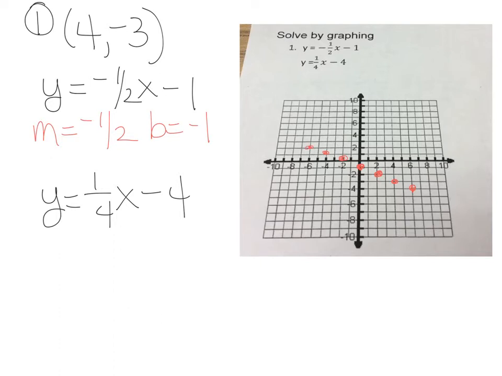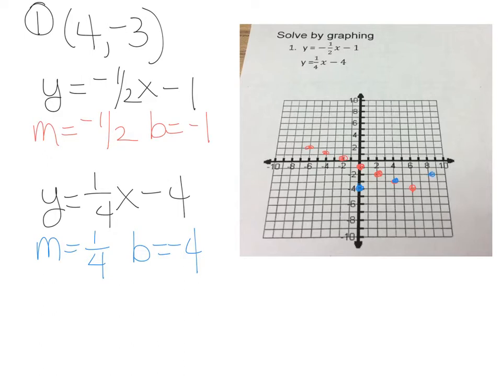Okay? For the second equation, the slope is 1/4, and the y-intercept is -4 because it was already in slope-intercept form. So on this one, I'm going to put a point on -4 on the y-axis, and then my rise is 1 and my run is 4, so I'm going to go up 1, right 4, which puts me right here on top of the other red one, up 1, right 4.